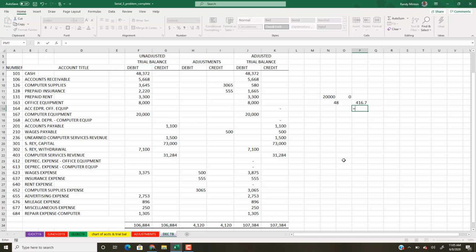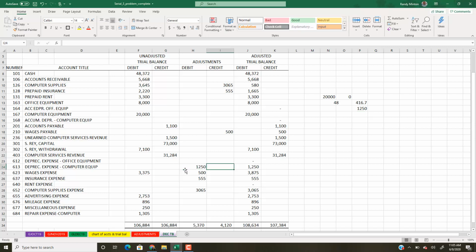Okay. Well, how many months do we have? We have 3 months. So if I say that this is going to be equal to this number times 3, I get $1,250. And that is the amount of depreciation expense that I'm going to record on the computer equipment. So I'm going to come over here to my adjustments, 1250.